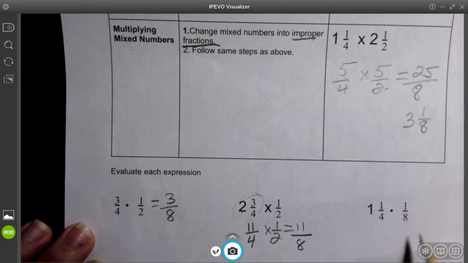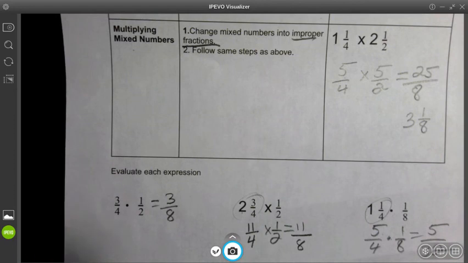1 and 1/4 times 8. Remember, this dot means multiplication. So I need to change this into a fraction. 5/4 times 1/8. Multiply my numerators. 5 times 1 is 5. Multiply my denominators. 4 times 8 is 32. It is that easy. Do not make it any more complicated than it needs to be.